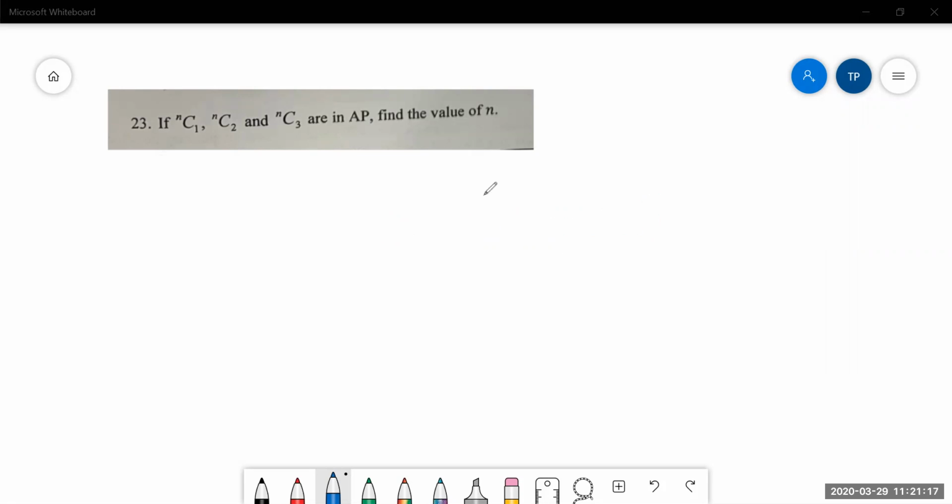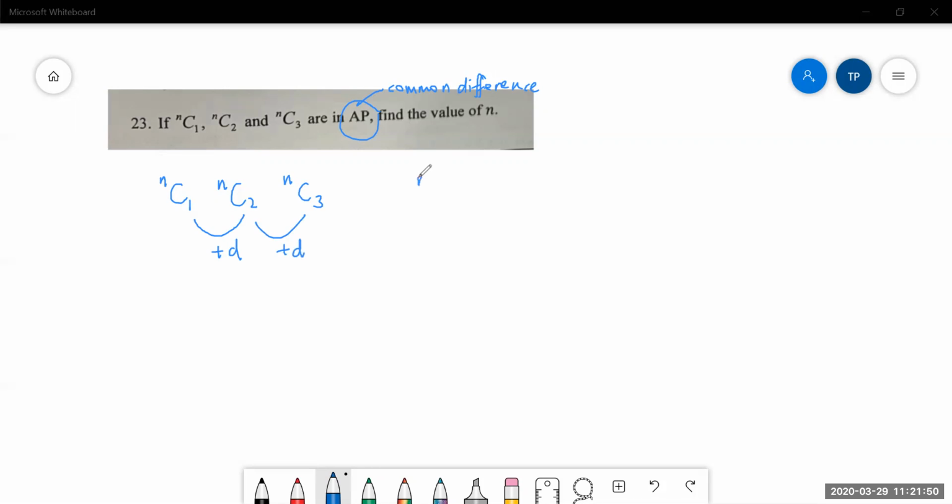Yeah. Okay. So, let's start with this question. They say that n choose 1, n choose 2, and n choose 3 are an AP. So what does an AP mean? An AP means that there is a common difference. Correct, common difference. So which means from here to here, I'm going to add D. From here to here, I'm going to add D.